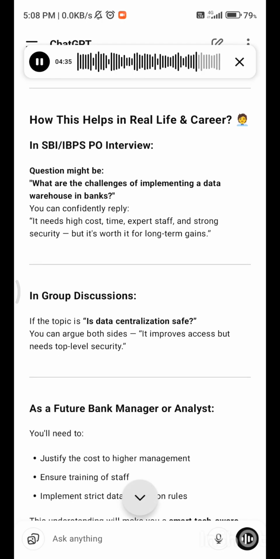How this helps in real life and career. In SBI IBPS PO interview, a question might be, what are the challenges of implementing a data warehouse in banks? You can confidently reply, it needs high cost, time, expert staff, and strong security, but it's worth it for long-term gains. In group discussions, if the topic is, is data centralization safe? You can argue both sides. It improves access but needs top-level security.